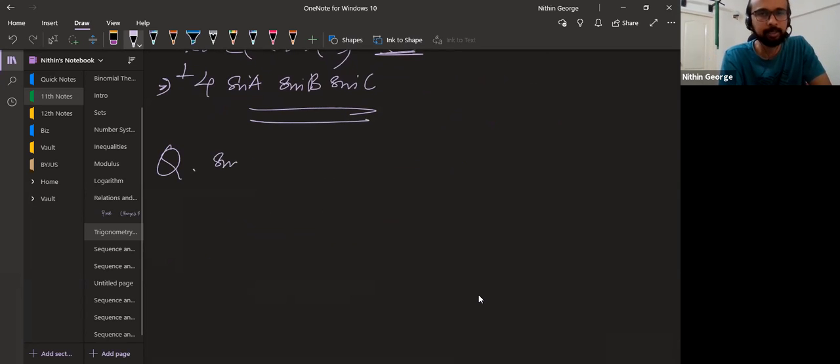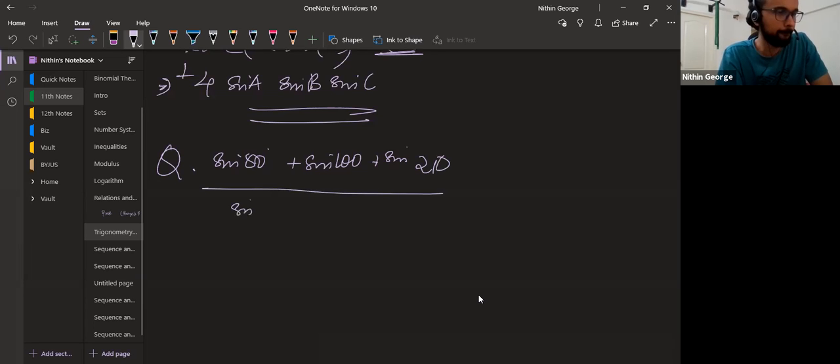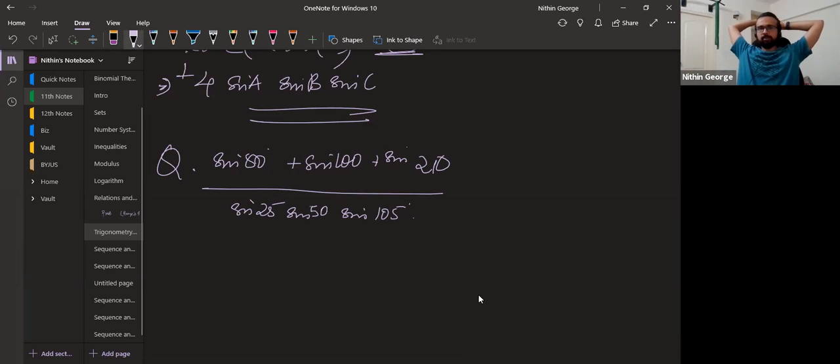Quickly apply this in this question. Sin 50 plus sin 100 plus sin 210, divided by sin 25, sin 50, sin 105. Okay, this is 50 actually. Sin 50, sin 100, sin 210 divided by sin 25, sin 50, sin 105.